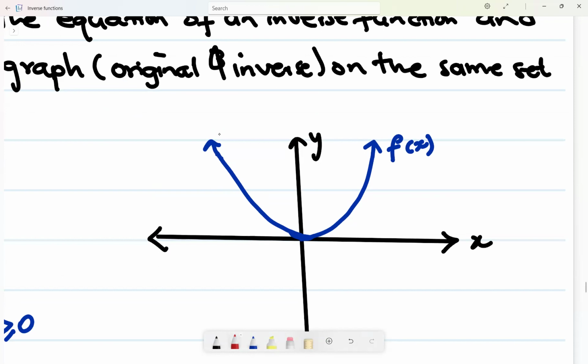Is this a function or not? Before we go anywhere, is this a function or not? When I do my vertical line test, it touches my graph how many times? Once. So I'm going to say f of x is a function. Let me just write it here. A function. This one, so how will I draw the inverse for this one?